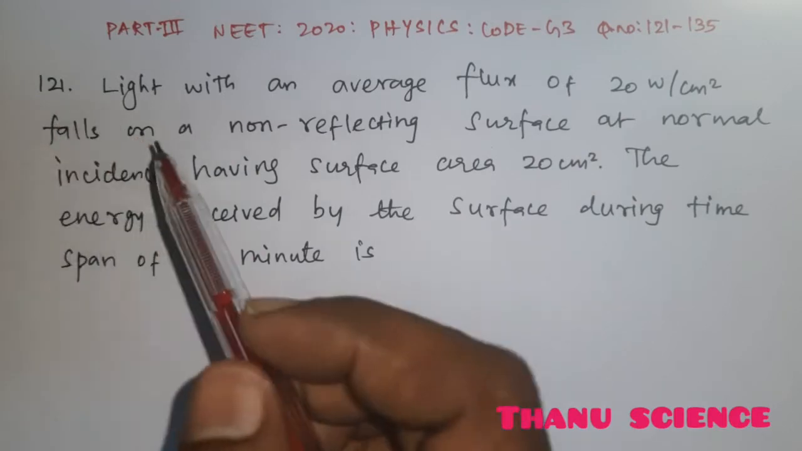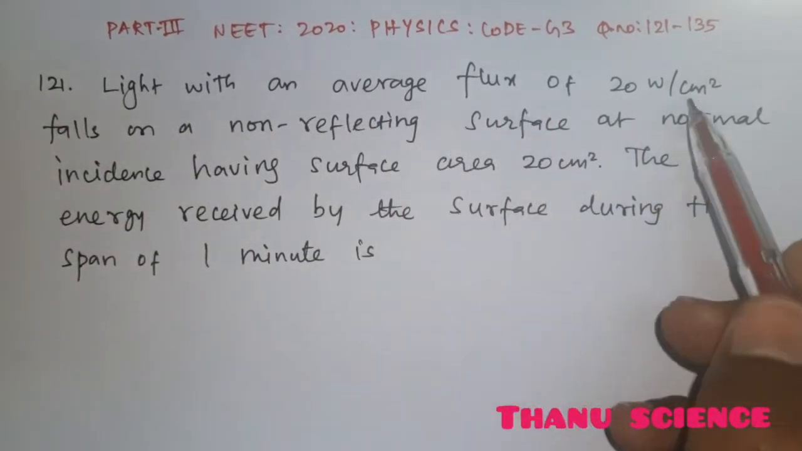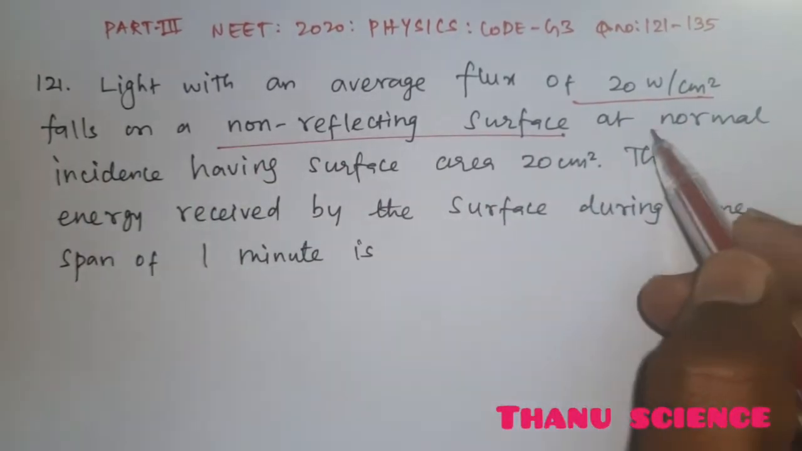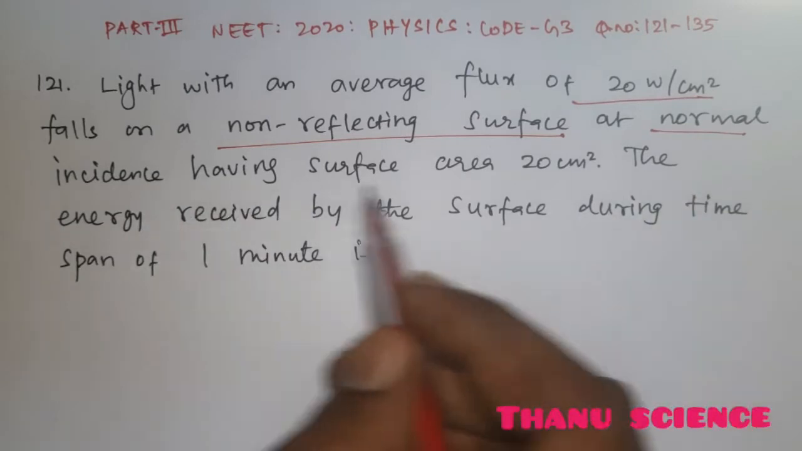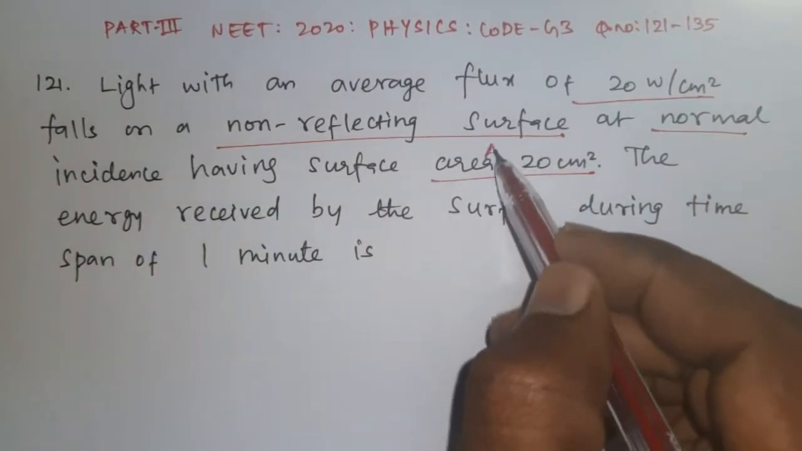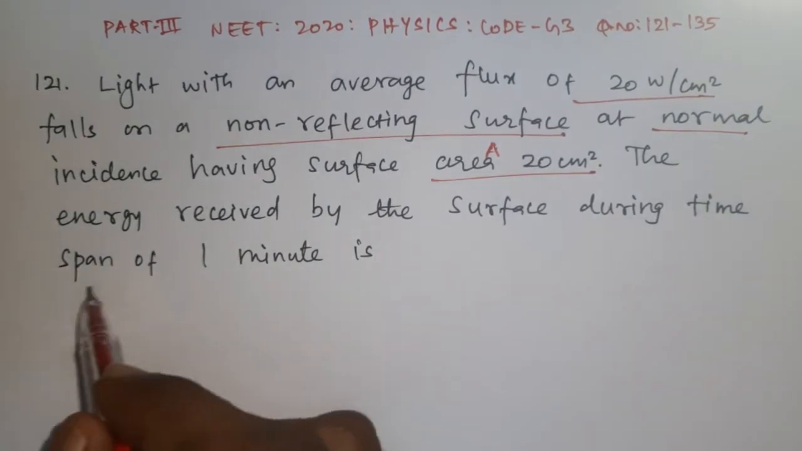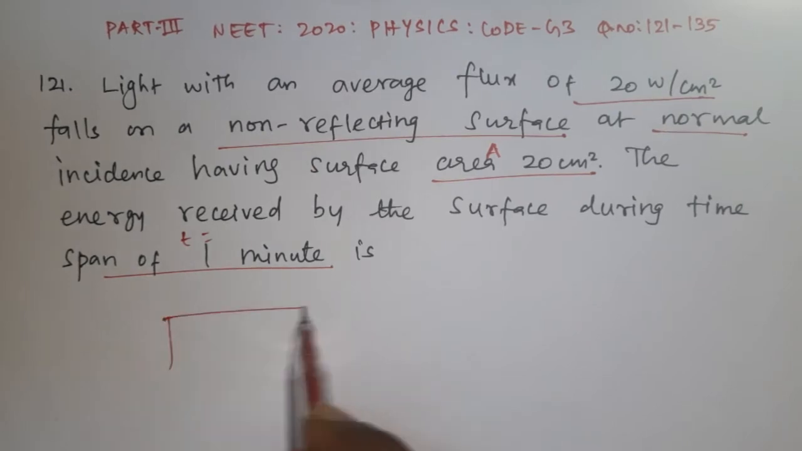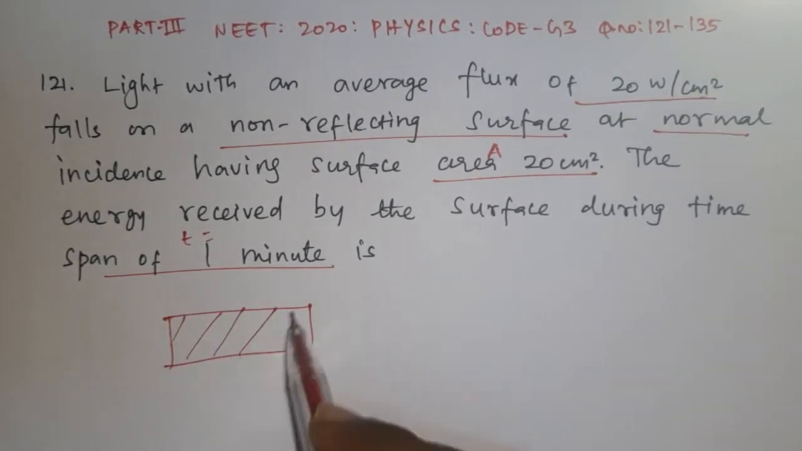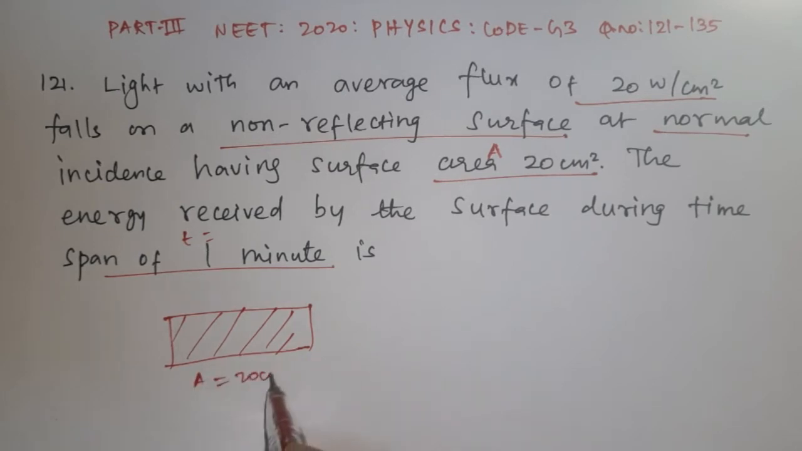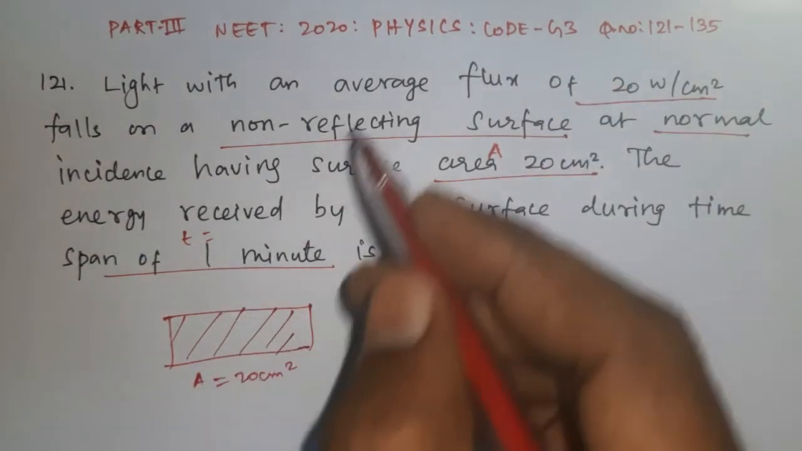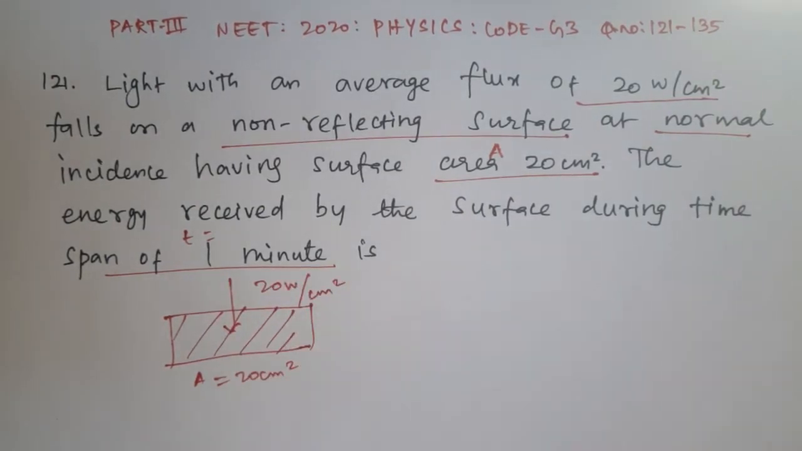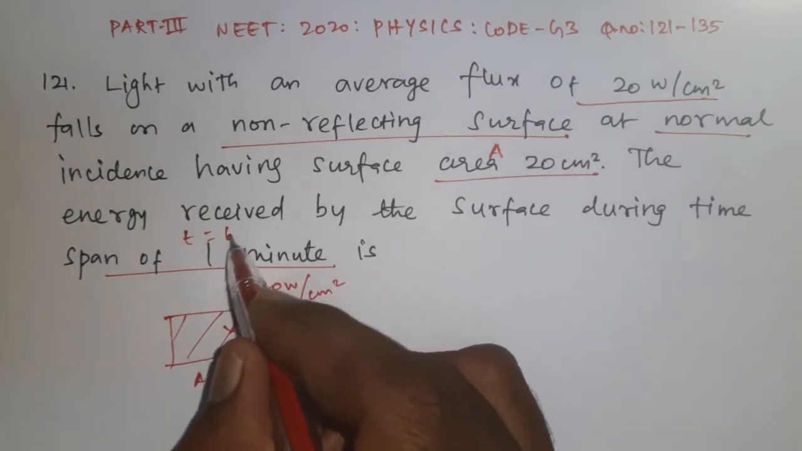Question number 121. Light with an average flux of 20 watt per centimeter square falls on a non-reflecting surface at normal incidence having surface area 20 centimeter square. The energy received by the surface during the span of 1 minute. So this is time. Let us consider this is a non-reflecting surface. The area is 20 centimeter square. The average flux, that is intensity, is 20 watt per centimeter square. 1 minute we can convert to seconds, so 60 seconds.